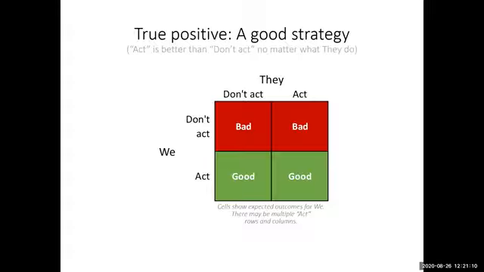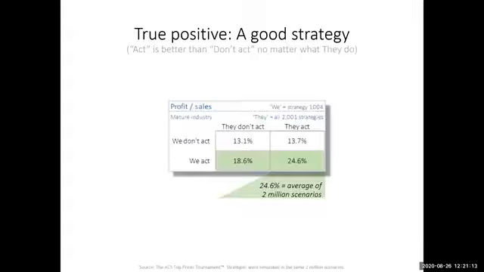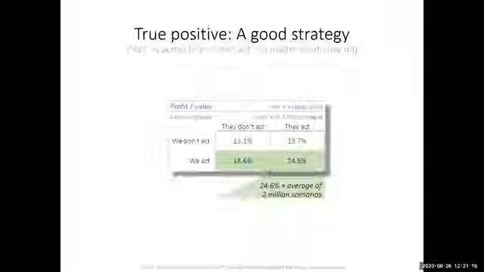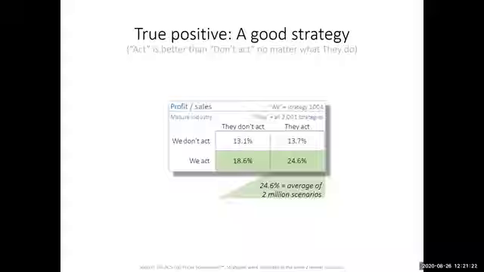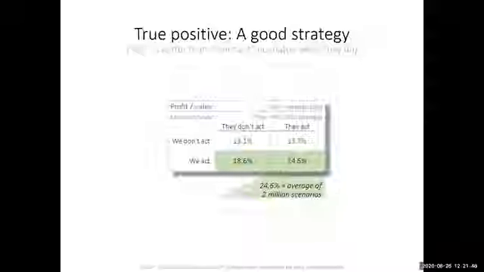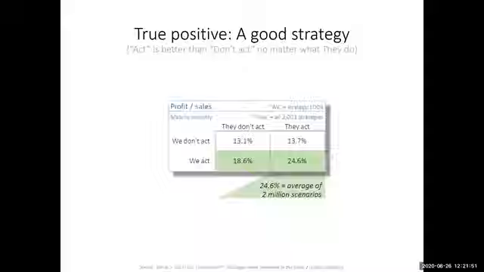So it's that simple. Here's what a true positive looks like in the top pricer tournament. It's exactly the same format that we were just looking at. The numbers that we are seeing here come from calculations done by the top pricer tournament. This is based on a strategy that a real person chose. This person cared only about profitability. And what we see is that the row for we act has much higher numbers for the profit to sales ratio than the we don't act row. This is what a true positive looks like.